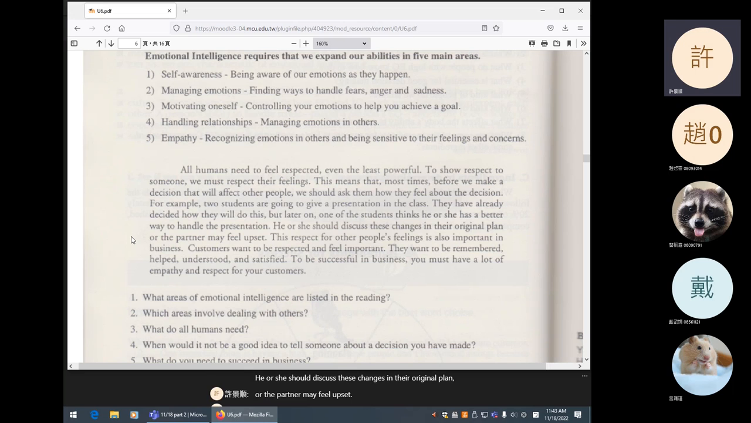This respect for other people's feelings is also important in business. Customers want to be respected and feel important. They want to be remembered, helped, understood, and satisfied. To be successful in business, you must have a lot of empathy and respect for your customers.